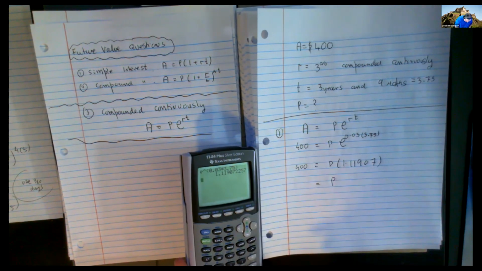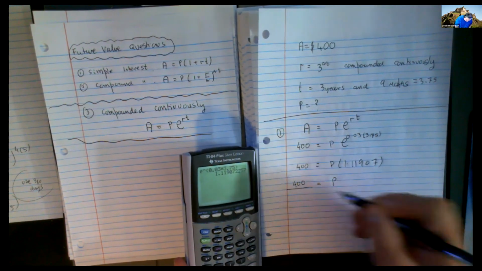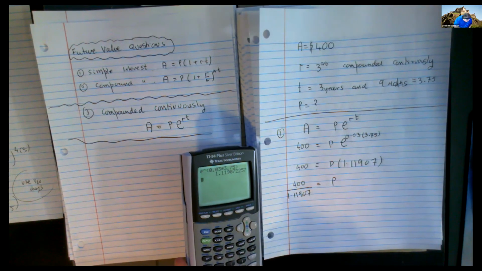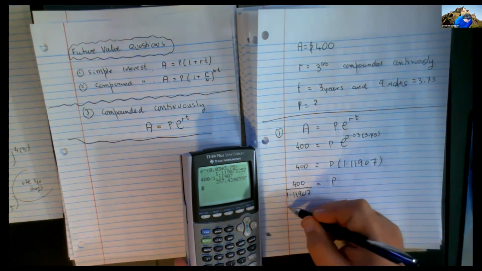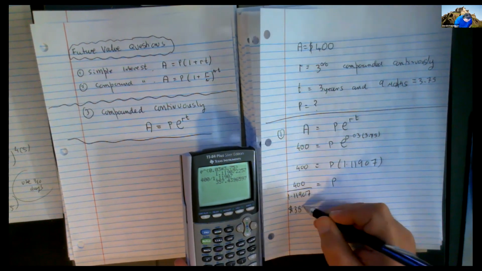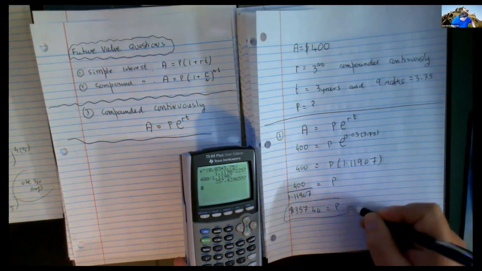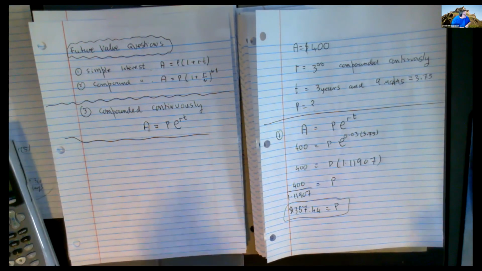So to get P, it's going to be 400 divided by 1.11907. So 400 divided by 1.11907. And I will need to have $357.44 to the nearest penny. And that is future value questions of every possible combination I can think of.